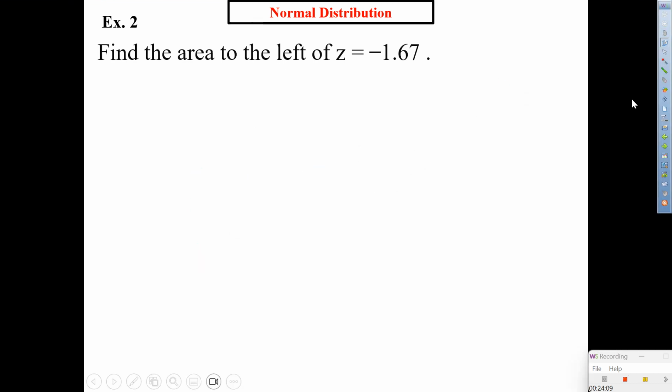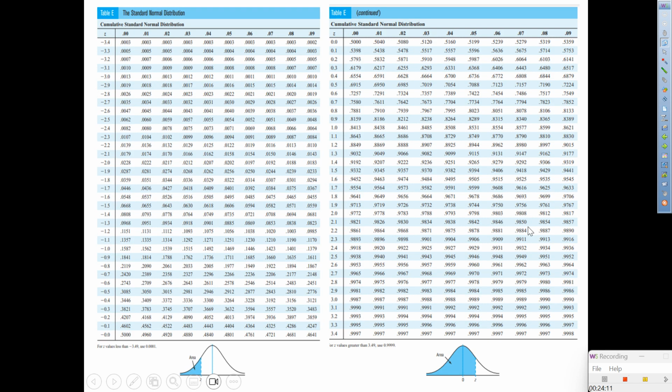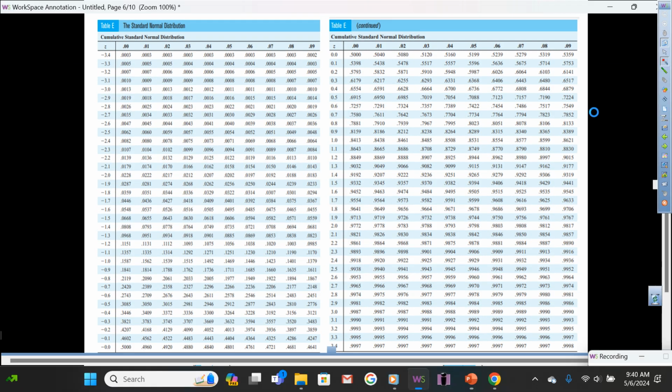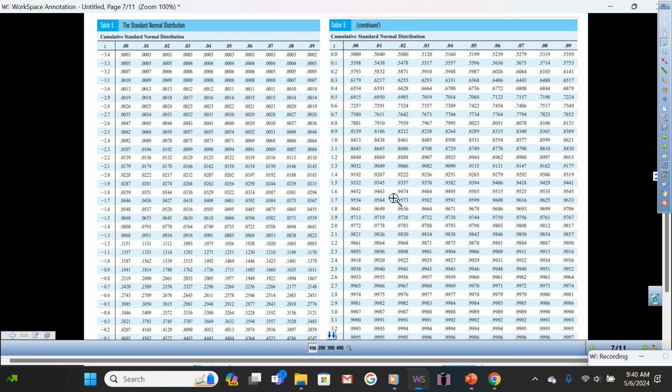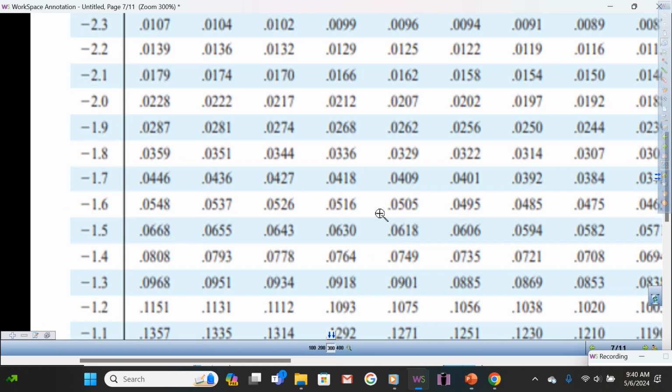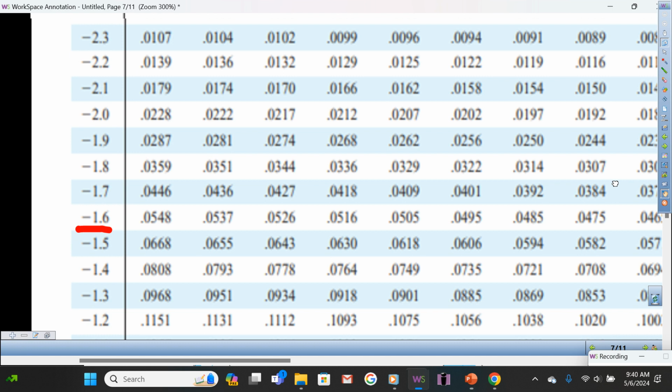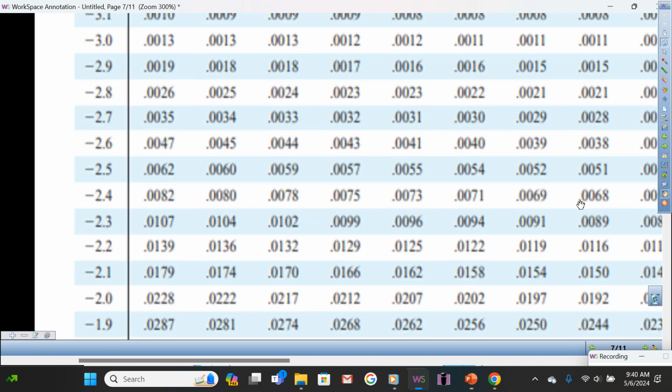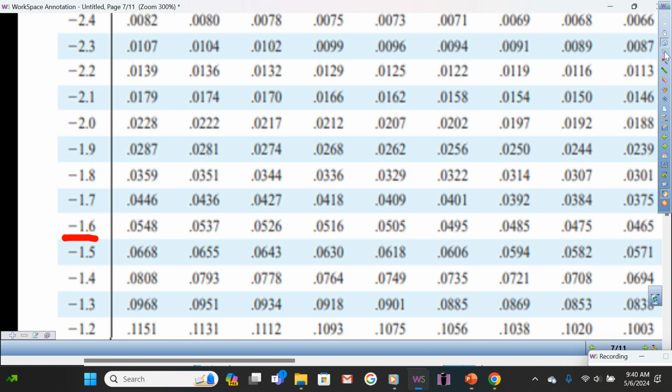Okay, let's double check just to make sure. Negative 1.67. We got negative 1.6 right here. Yes? And then we start at 0, 0. So we need 0.07. So 0, 0, 0, 1, 2, 3, 4, 5, 6, 7. Hands if you got that. Yeah, so be careful with these.